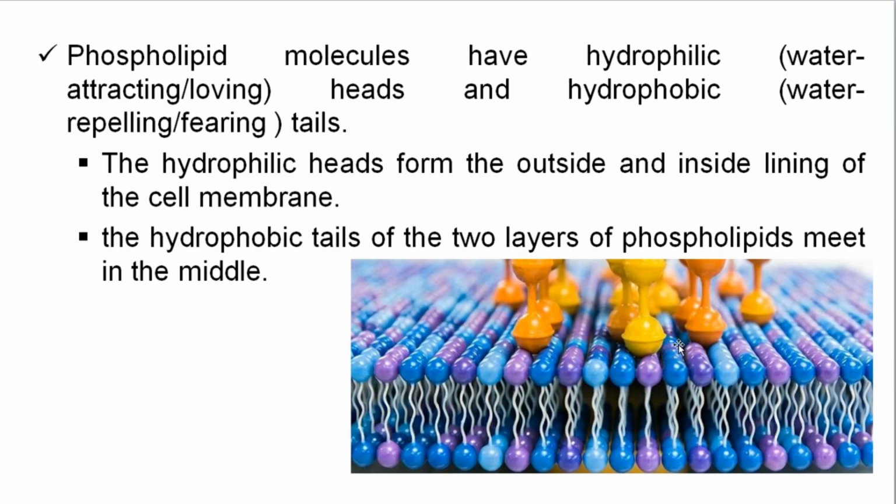However, the hydrophobic tails of the two layers of phospholipids meet in the middle. Look, in the middle of the cell membrane, we get hydrophobic tails. In the outside and inside lining of the cell membrane, we get hydrophilic heads. So hydrophilic heads form the outside and the inside lining of the cell membrane, and the hydrophobic tails of the two layers of phospholipids meet in the middle.